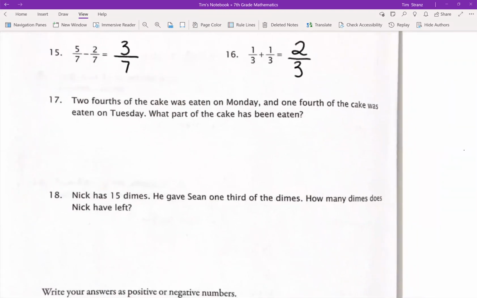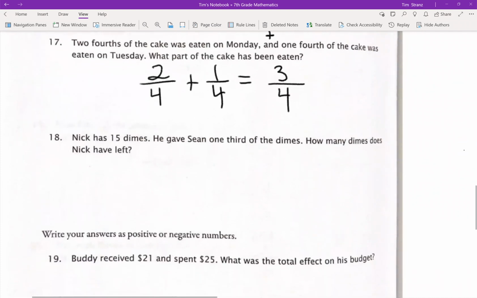Okay, let's look at 17. 2/4 of the cake was eaten on Monday, and 1/4 of the cake was eaten on Tuesday. What part of the cake has been eaten? So when you're reading these, you need to pick out the key words. 2/4 of the cake was eaten on Monday. Okay, so that's one day. And whenever we see "and," that usually means addition. 1/4 of the cake was eaten on Tuesday. What part has been eaten altogether? So that's going to be 2/4 was eaten on Monday, and addition, 1/4 was eaten on Tuesday. What part has been eaten? 3/4 of the cake has been eaten.